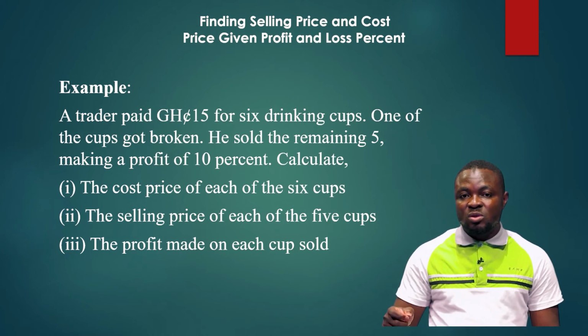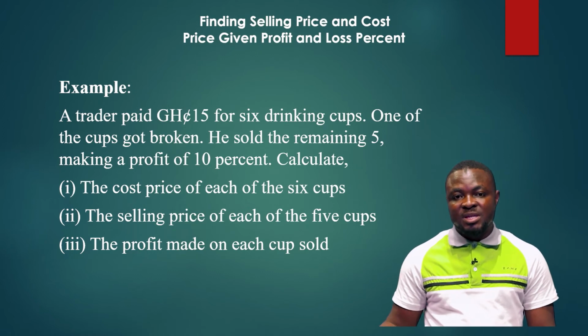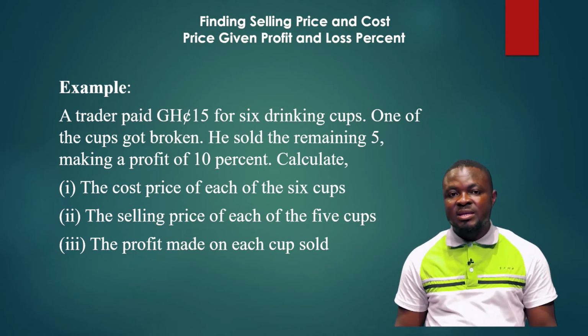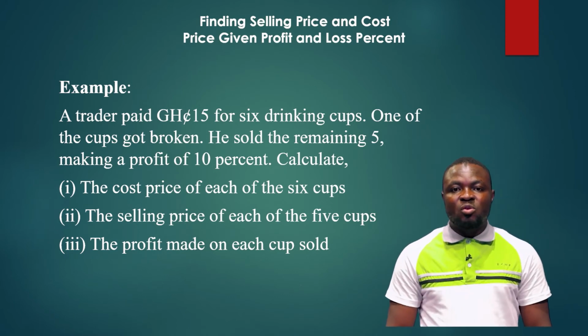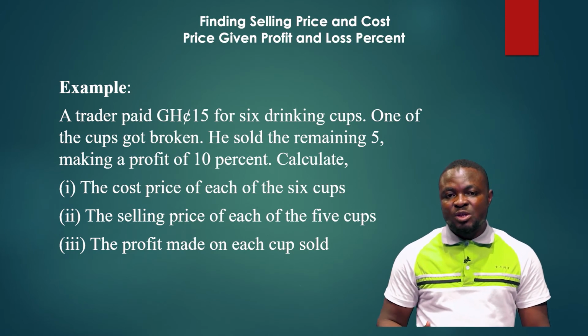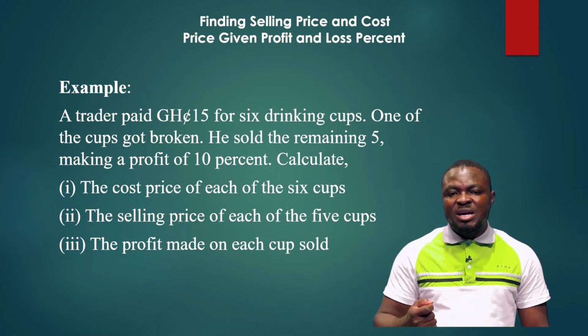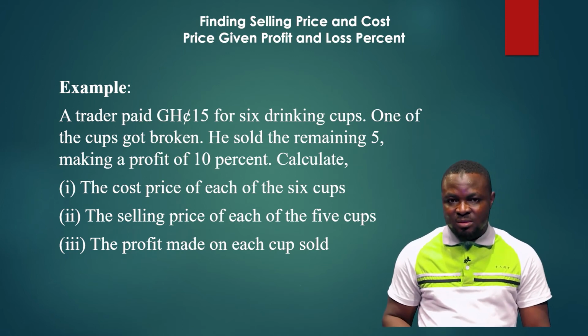That is, you divide the total price, which is 90 Ghana cedis, by 6. You end up with 15 Ghana cedis, as stated in the question. Now the next one is to find the selling price of each of the 5 cups. Before you can find the selling price of each of the 5 cups, you first have to find the selling price of the 5 cups.